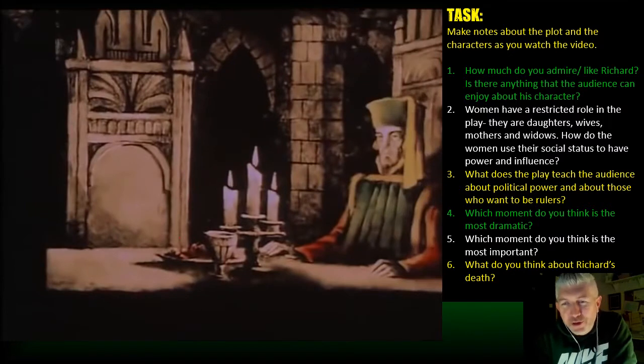So Richard is using the witchcraft card here. He's claiming that somebody has been planning to kill him and has used witchcraft to curse him.